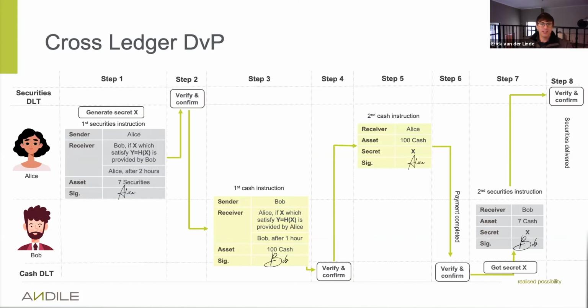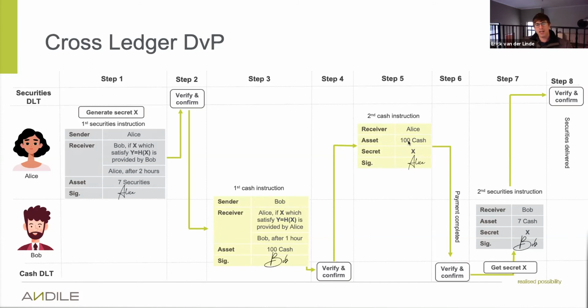She creates the second cash instruction. So this is a transaction that will be submitted. And she says that I, Alice, will be the receiver of 100 cash. I am going to expose X to the whole world. So the whole world will now be able to see X once I submit this. And I'm going to sign this to prove that it is really me who is providing this X.